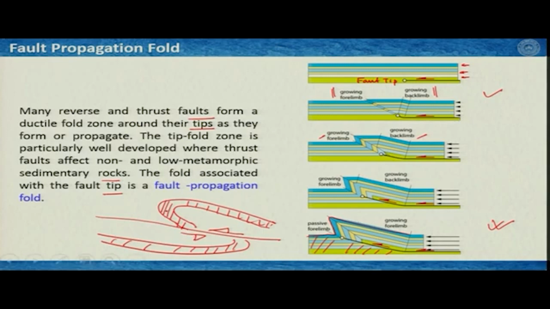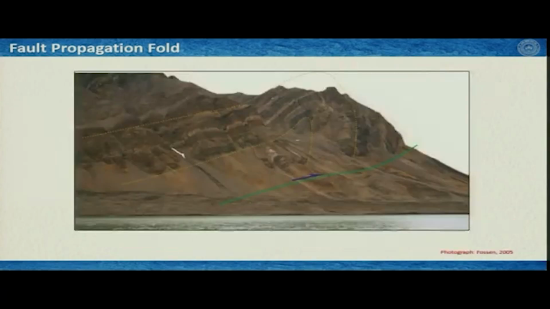So these are also a kind of fault propagation fold that has grown due to the movement of the fault tip line. Let's see some examples. This is one which I have taken from the book of Professor Fossen. You see this is the fault plane going, and you have an excellent fault propagation fold here in this structure.